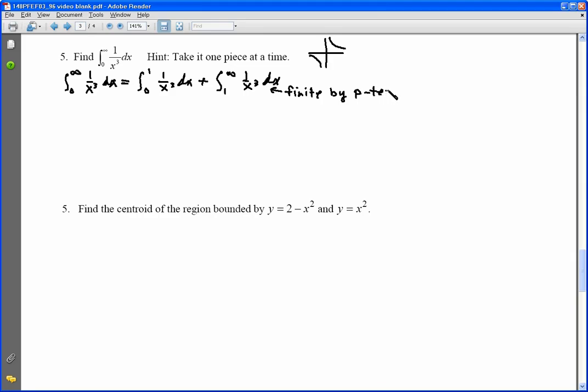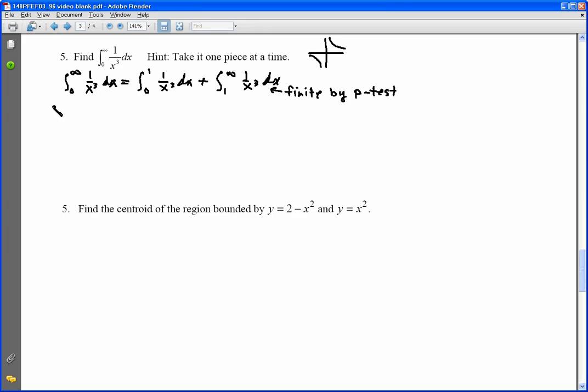For integrals that we learned in that section, that one's finite. But this one, we're not sure. So why don't we try that one first, because if this is infinity, well then the whole integral diverges.